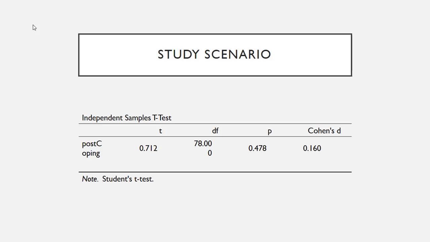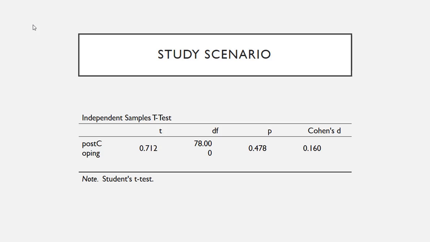So if there is no difference, we would have a t of 0. But I'm looking at the post-coping t score, and it's a t of 0.71. So there is some sort of a difference going on here between these two groups, but what I don't know is if it is a significant difference. I don't know if it's really meaningful, and I need to look at the p-value to figure that out.